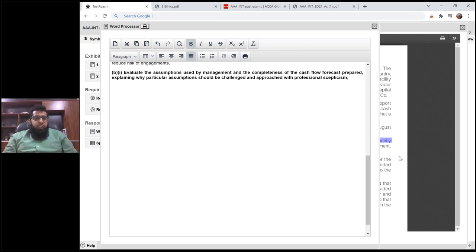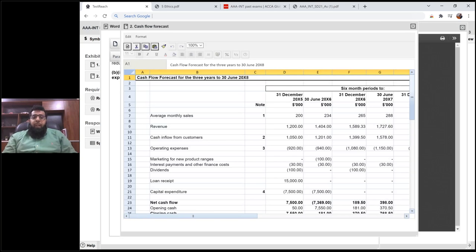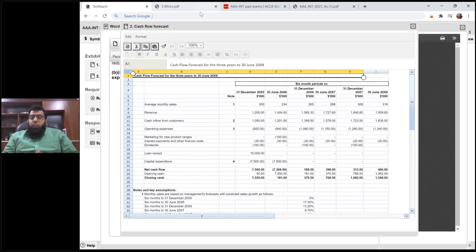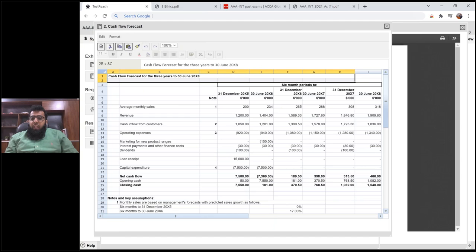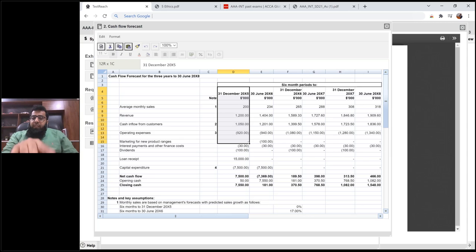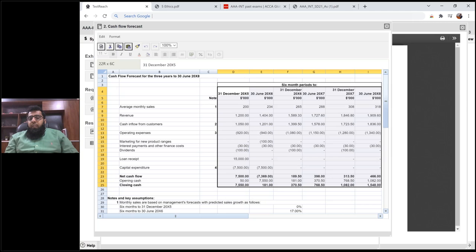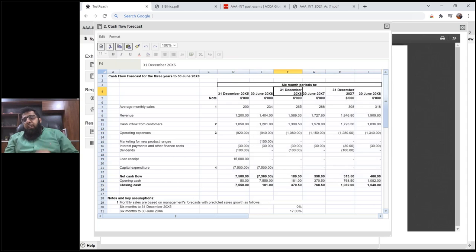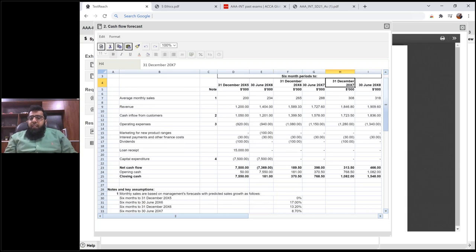Now this is the forecast which is given to us. Now, cash flow forecast for the 3 years to 30th June 2008. I want you all to concentrate on it. 6 months to 31st December 2005, then 30th June 2006, then 31st December 2006, 30th June 2007, 31st December 2007, and 30th June 2008. So the data is of six months. Okay, the data given is of six months.